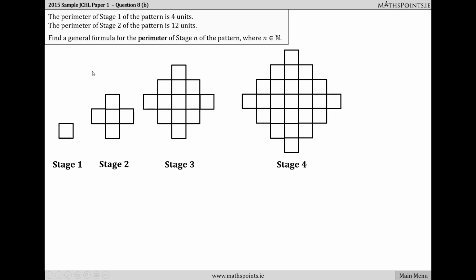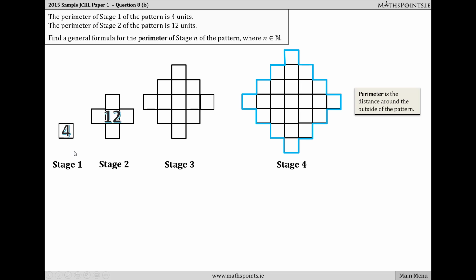So the B part of the question tells us that the perimeter of stage 1 is 4, the perimeter of stage 2 is 12, and then they ask us to find a formula for the perimeter of stage n of the pattern, where n is a natural number. So when we're talking about the perimeter, it is the distance around the outside of each of these shapes. And we've been given the first 2, so stage 1 is 4 and stage 2 is 12.